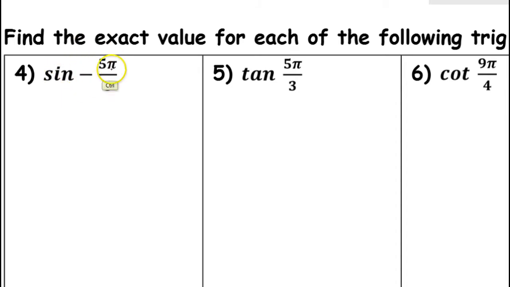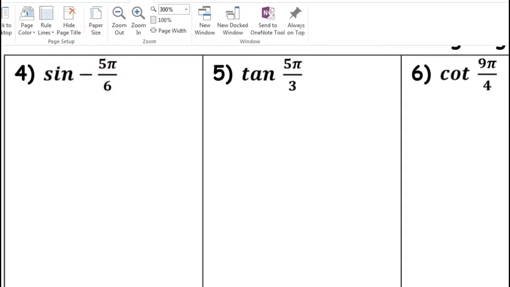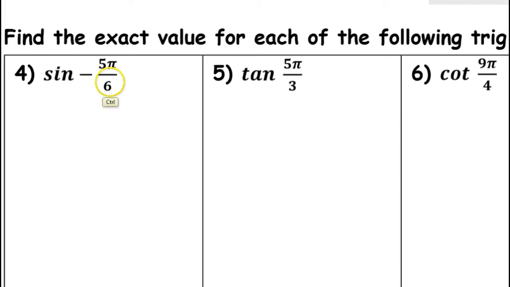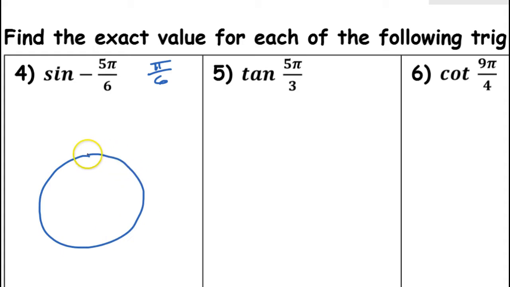We have the sine of negative 5 pi over 6. I see that the denominator is 6. So that tells me that the reference angle is pi over 6. So I'm going to draw you this sketch of a bunch of pi over 6s.